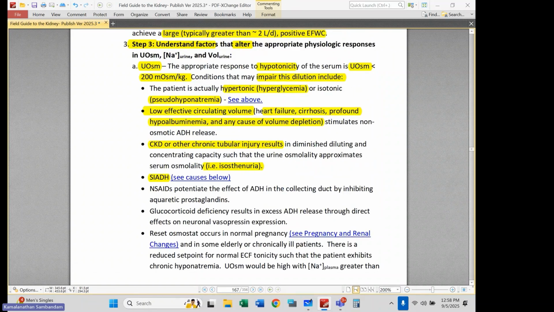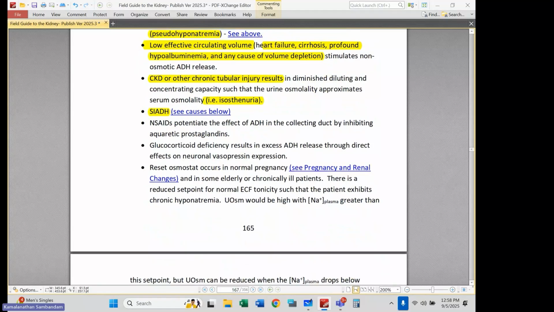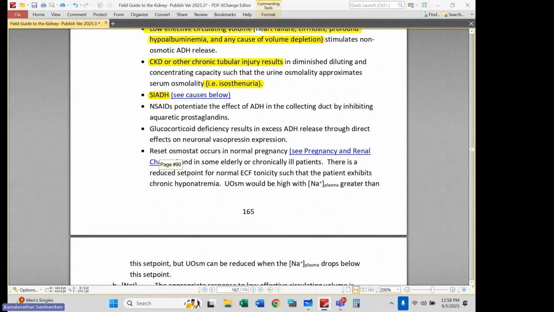SIADH is obviously a scenario in which urine osmolality is not maximally dilute. Non-steroidals, we already went over that. They potentiate the effect of vasopressin. For any vasopressin level that's manifest, the absorption of water is enhanced through aquaporins by this effect of nonsteroidals on prostaglandins regulating aquaporin activity. Okay, summarized.